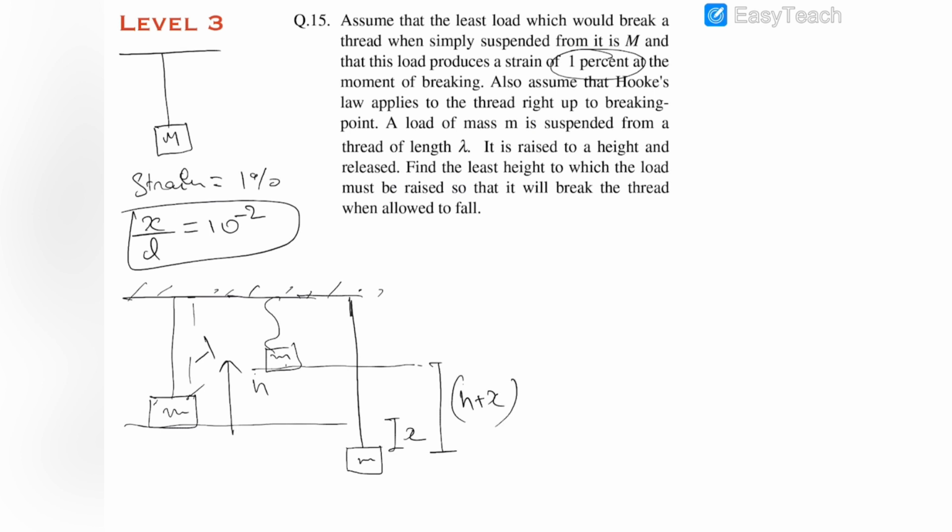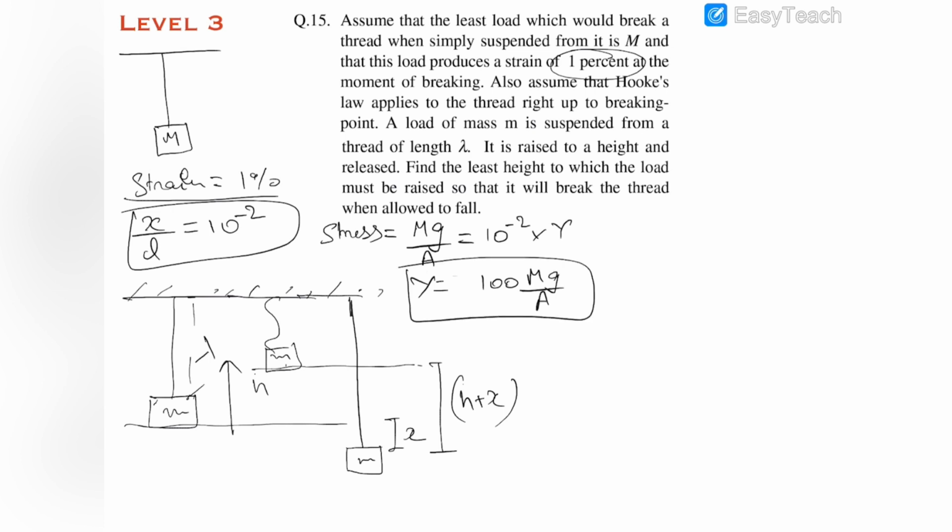So we can say that first of all, this is strain. The stress developed in the wire is mg by A, where mg is the load required to break this wire, and this is equal to strain, which is 10 to the power minus 2, into Young's modulus. So we can conclude that the Young's modulus of the wire is equal to 100 mg by A.